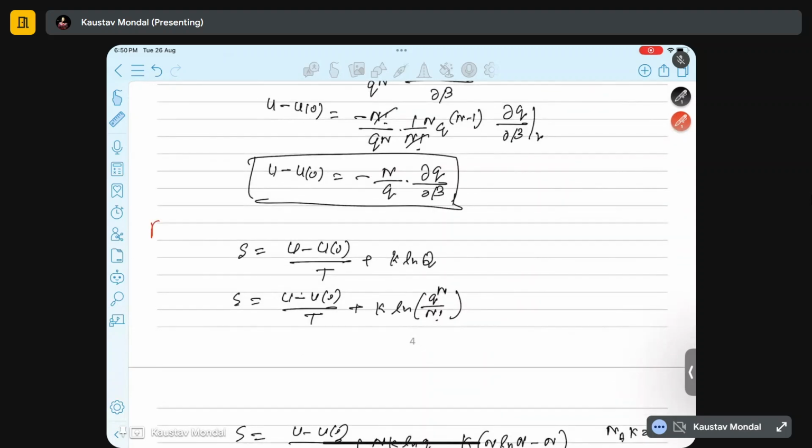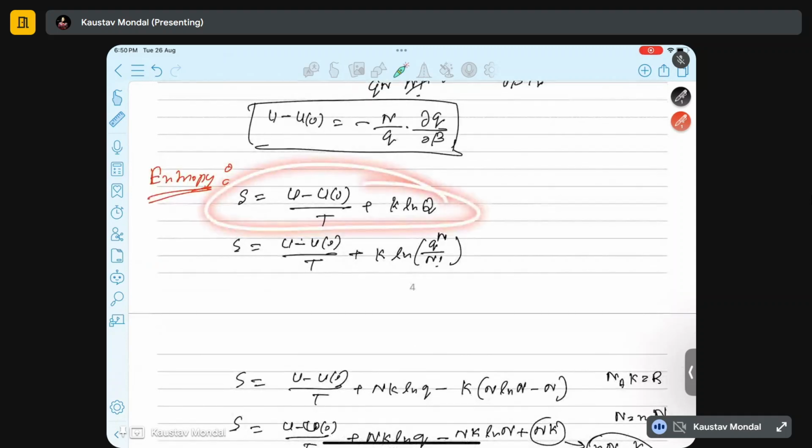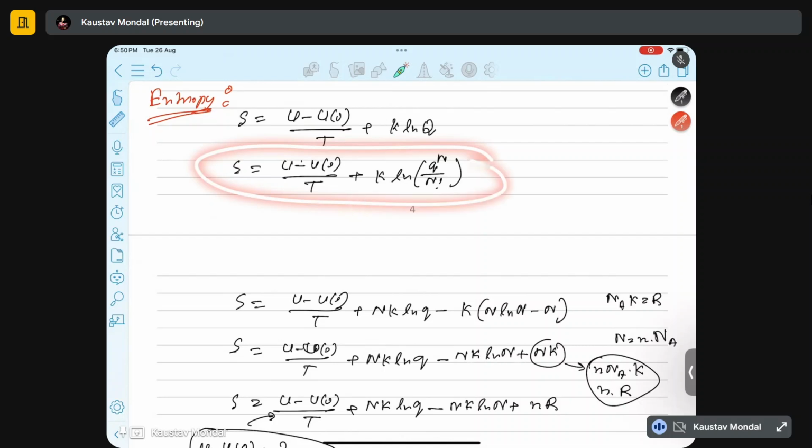So we started from the expression of the entropy from statistical mechanics, and there we are using indistinguishable particles because we want to calculate the partition function of a monoatomic ideal gas. As you know, in case of a monoatomic ideal gas, all the gas particles are identical to each other. That means they are indistinguishable. So we are using the formula where capital Q equals small q to the power N by N factorial.